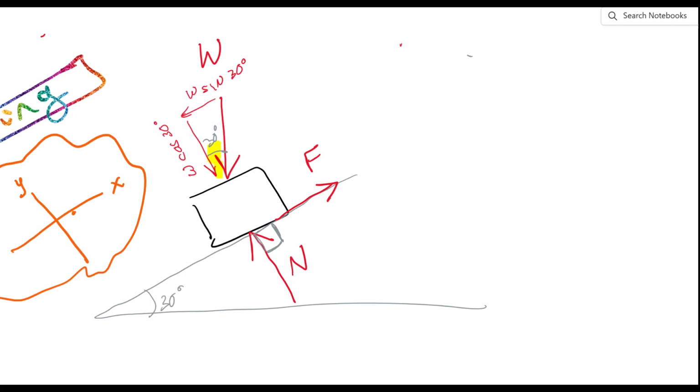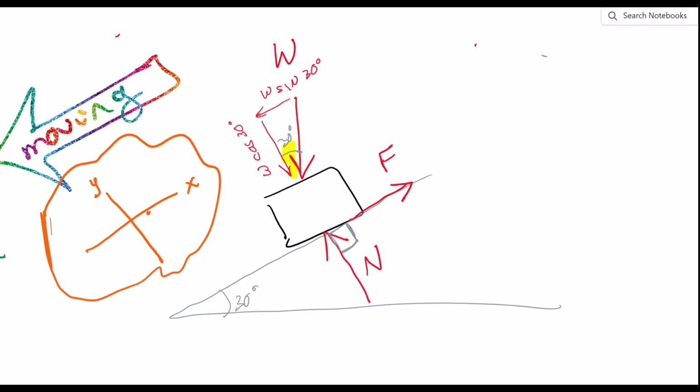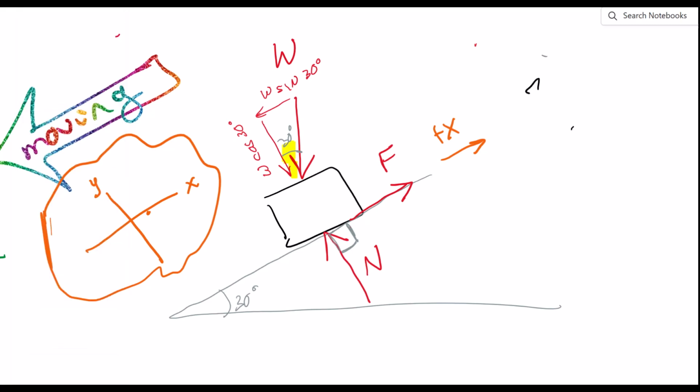Okay. So now I'm doing the sum of the forces in the Y and the X, remembering that X is along the ramp, so this is the positive X direction. If I sum the forces in the X direction, the friction is going against me.